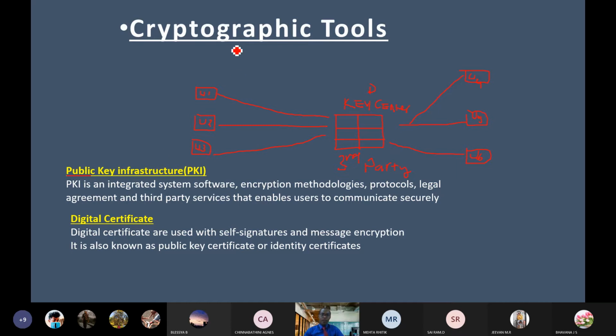The second cryptographic tool is the digital certificate. If you send a message, you have to send it along with a digital certificate. A digital certificate has a digital number, a stamp, a date, which is called a timestamp, and so on, and the name of the sender, the receiver, and so on. It contains all these things.